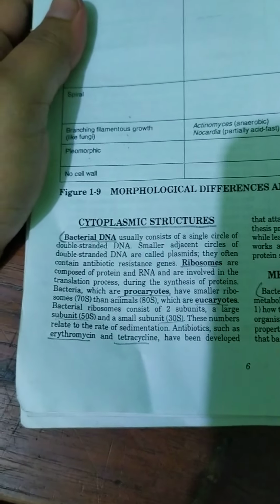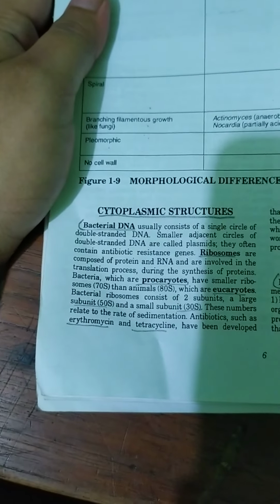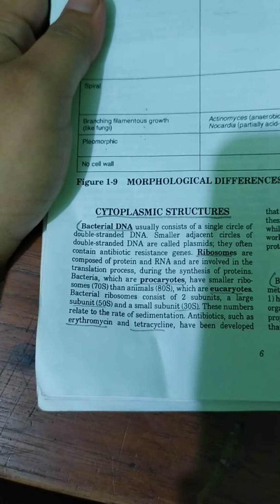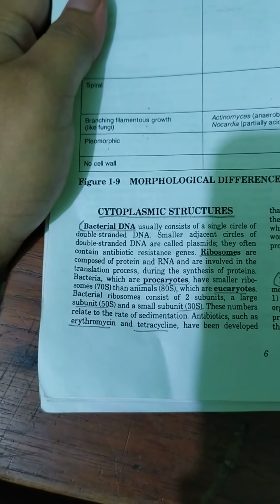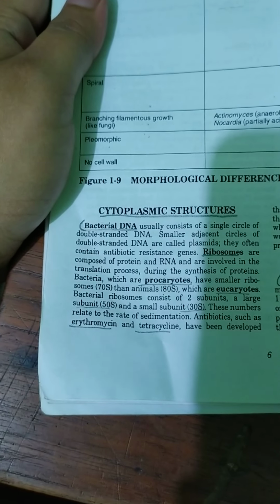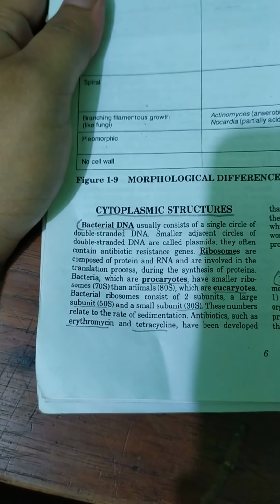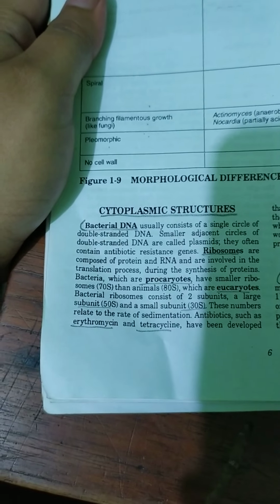So I'm already done. So here is cytoplasmic structure. Bacterial DNA usually consists of a single circle of double-stranded DNA. Smaller adjacent circles of double-stranded DNA are called plasmids. They often contain antibiotic resistance genes.